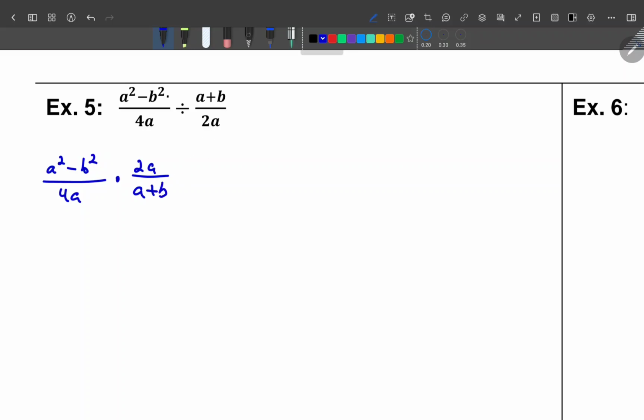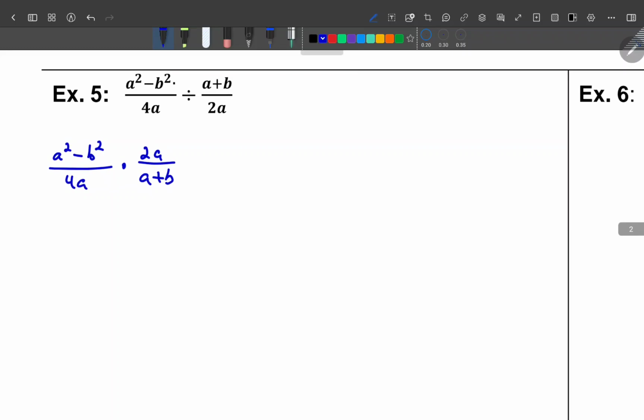So keep, change, flip. Really what we're doing is we're multiplying by the reciprocal. Keep, change, flip is a way for you to remember how to do it, but what we're really doing is multiplying by the reciprocal. And at this point, you know how to do this problem. So I'm going to pause the video, and I want you to pause the video and give this a shot on your own. I will tell you that piece right there, that a squared minus b squared, is a difference of two squares. So work on the problem and then unpause the video and see if you got the right answer.